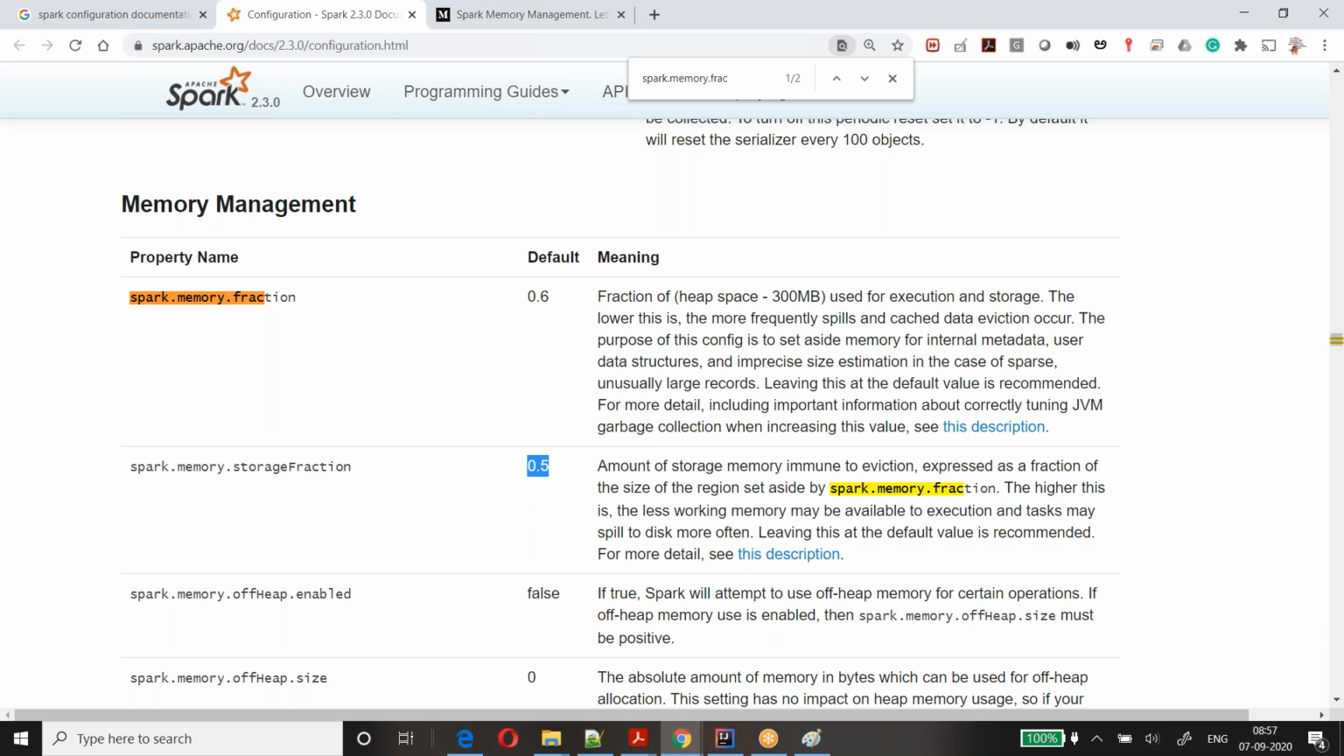When you have more execution memory, no problem. When you don't have enough execution memory and it requires more, you try to borrow from the storage, and storage will provide that. Okay, any questions so far? Let me answer if you have any questions, then I'll jump into this.